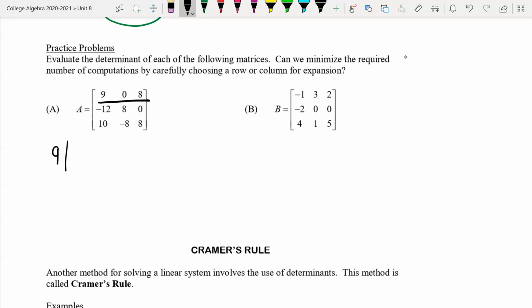So 9, and then we're going to do 8, negative 8, 0, 8, minus 0. So the nice thing about this is it doesn't really matter what the determinant is because you're going to get a 0 there.